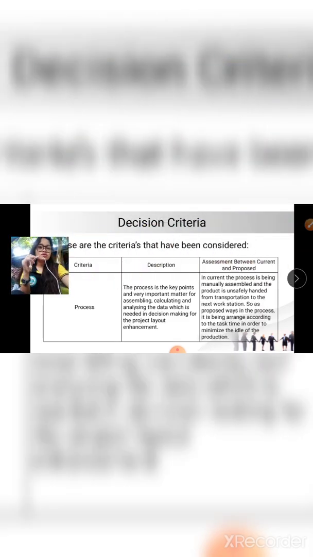In the decision criteria, we have here the process. It describes that the process is the key point and a very important matter for assembling, calculating, and analyzing the data needed in decision making for the project layout enhancement. Then the assessment between current and proposed. In current, the process is manually assembled and the product is unsafely handed from transportation to the next workstation. As proposed, the process is arranged according to the task time in order to minimize the idle time of the production.